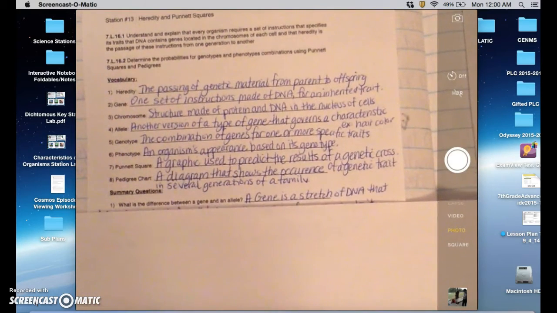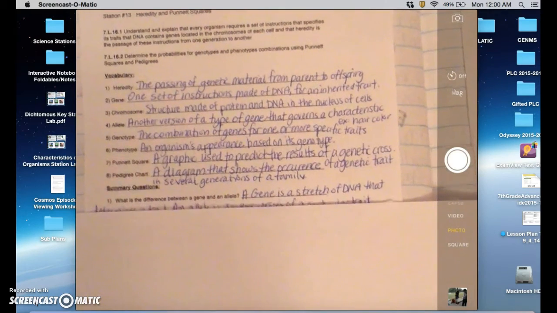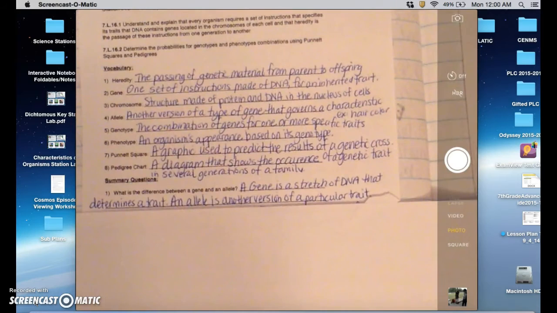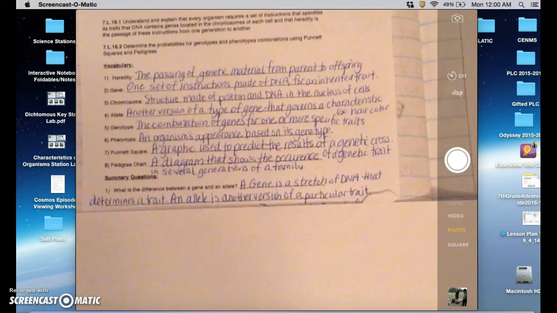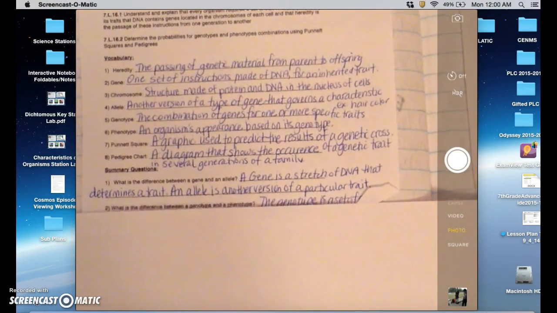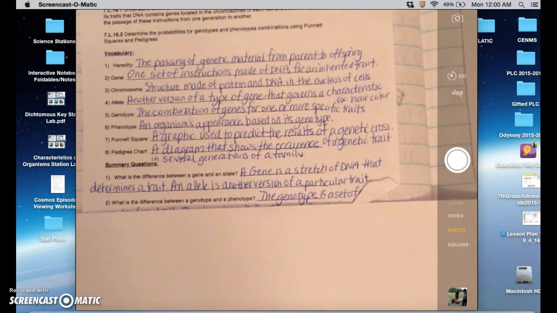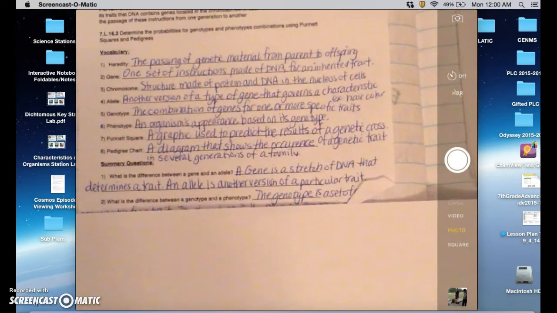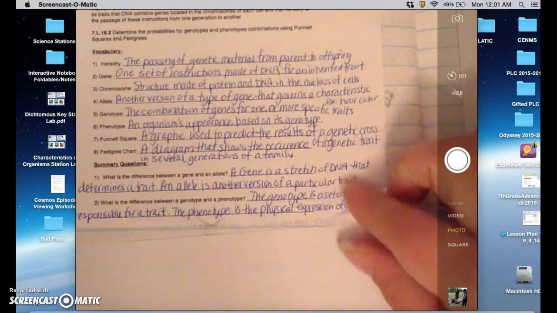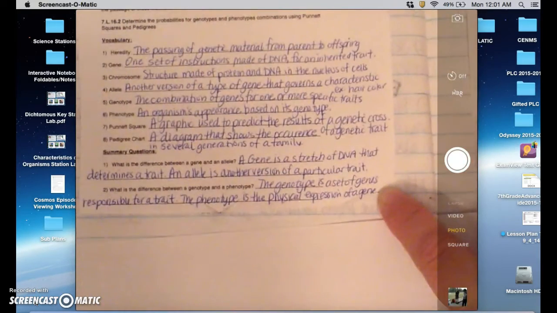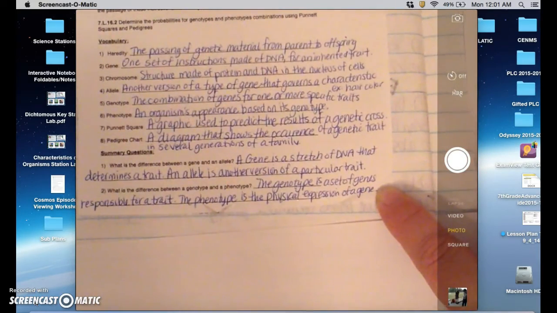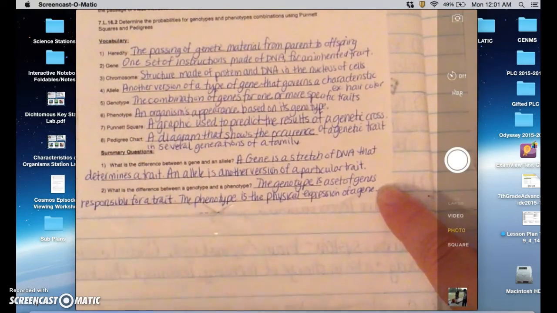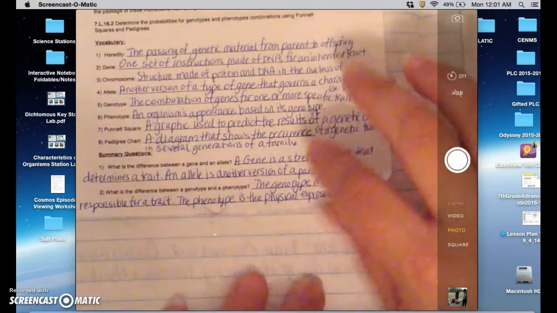Okay, summary questions. What is the difference between a gene and an allele? A gene is a stretch of DNA that determines a trait. An allele is another version of a particular trait, which we kind of went over. Number two, what is the difference between a genotype and a phenotype? The genotype is a set of genes responsible for a trait. The phenotype is the physical expression of that gene, which we went over as well.